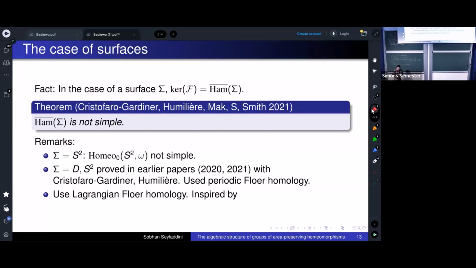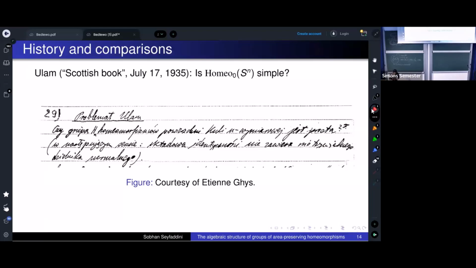Okay. If there are no questions about the main statements, then I will recall for you a little bit of the history, and then I'll move on to the proof. So it turns out that this simplicity question has a very long and interesting history that goes back to at least 1935. In 1935, Ulam posed the question of whether the identity component in homeomorphisms of the n-sphere is a simple group. As you can see, this I took from a slide by Étienne Ghys. This is a scan of the question. So it was problem 29 in the Scottish Book.